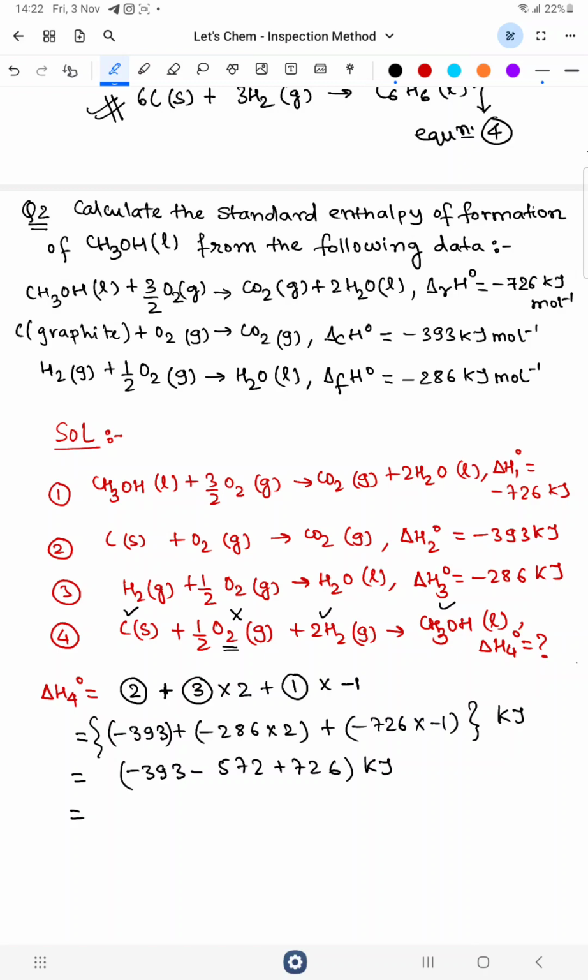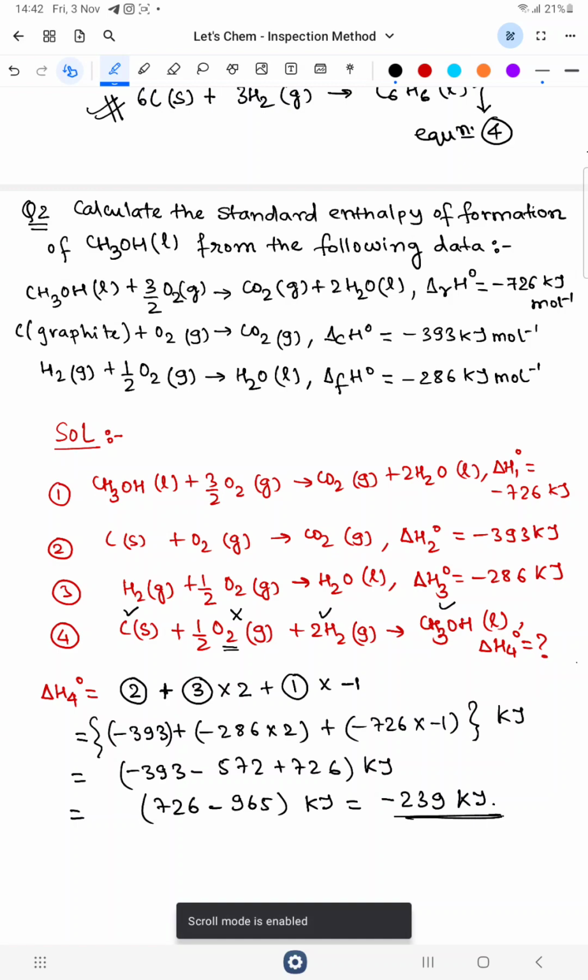So 393, 572. So we can write it as 726 minus 965 kilojoule. And that is how much? 965 minus 726, that is -239 kilojoule. So we have got the value as -239 kilojoule.